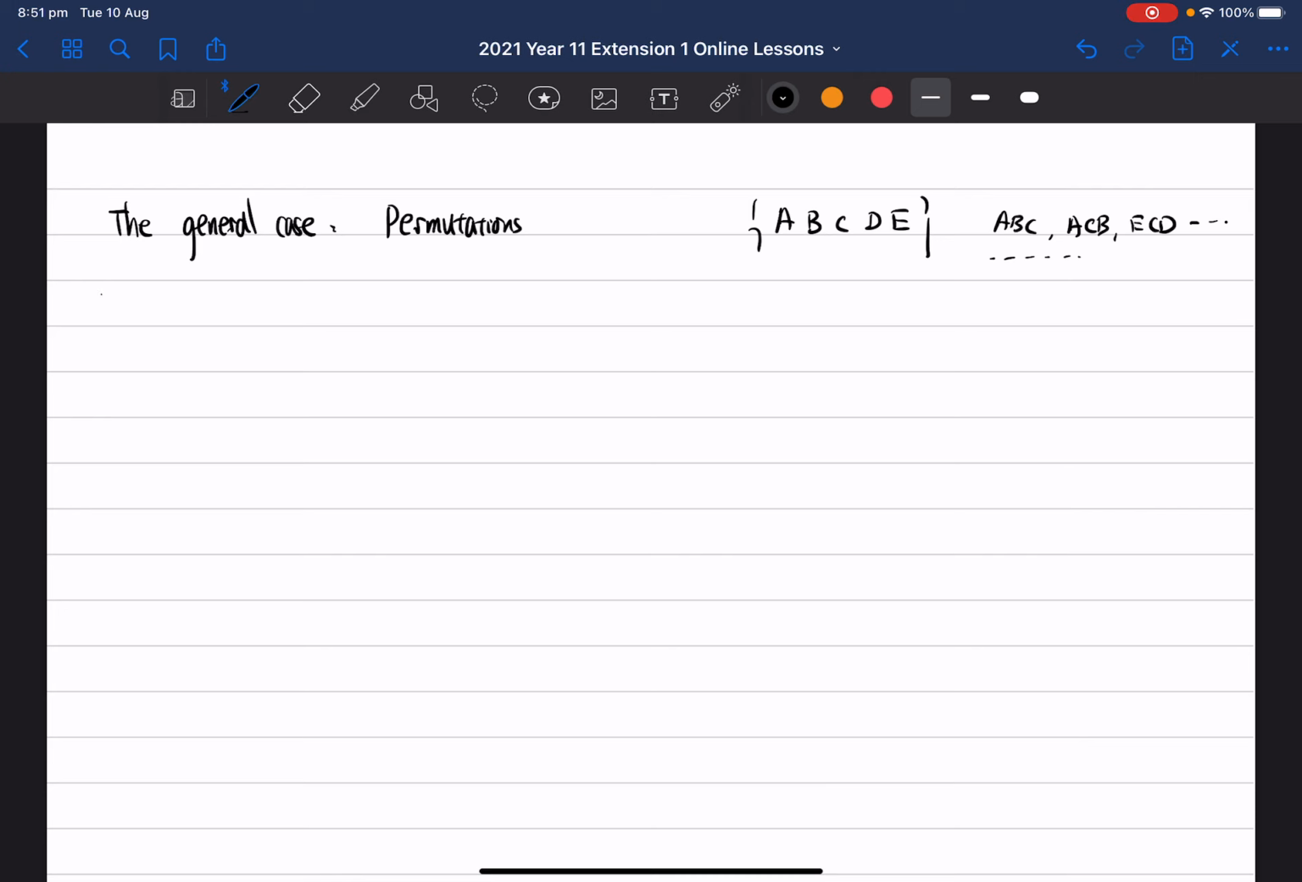So permutation, or ordered set, is just an arrangement. The important word is arrangement, of objects, chosen from a certain set.